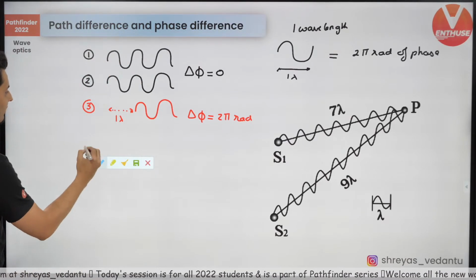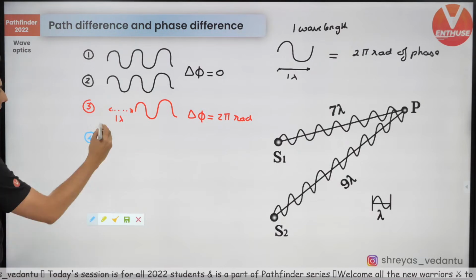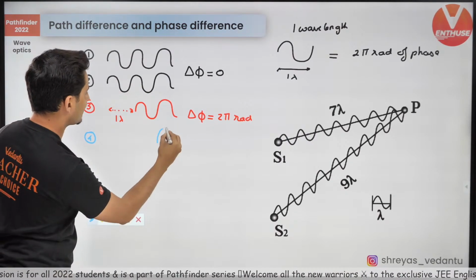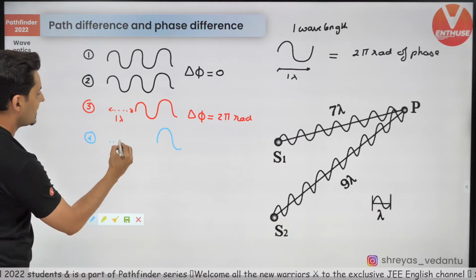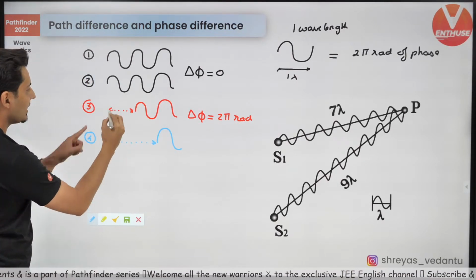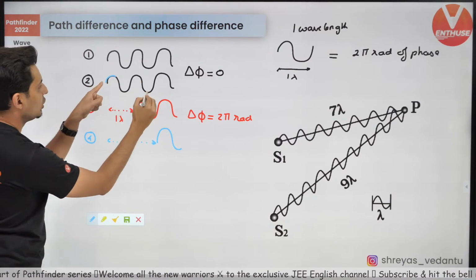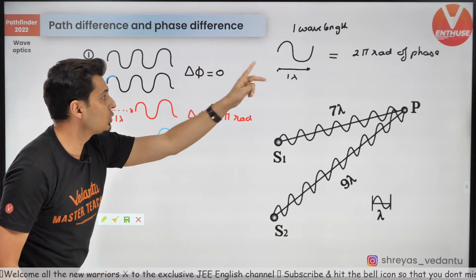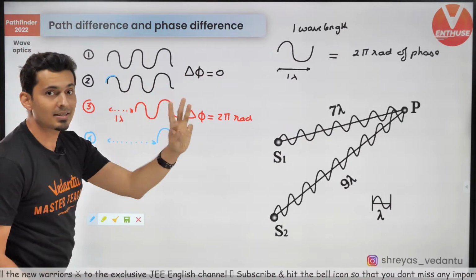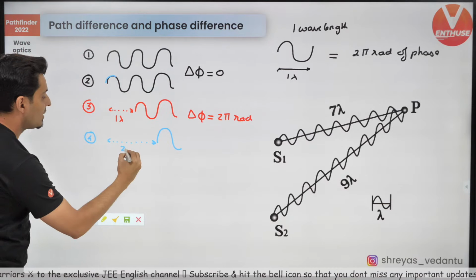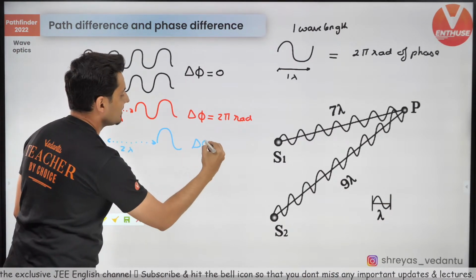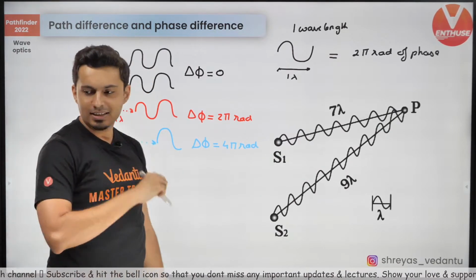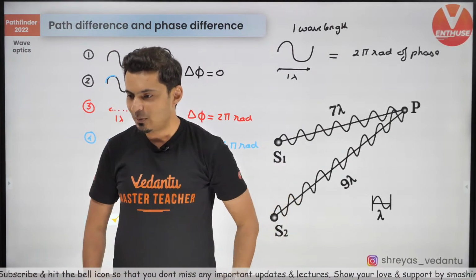Imagine a fourth wave like this, and let's say it starts after 2 waves right over here. You can see that the gap over here is 1 lambda, 2 lambda. 2 lambdas means 4 pi radians. 1 lambda is 2 pi, 2 wavelengths is nothing but 4 pi radians. So here the phase difference will be 4 pi radians. Is that understood, my warriors?